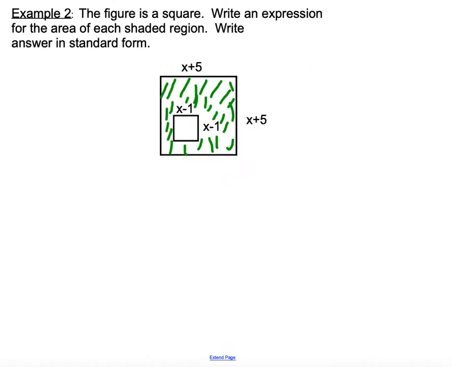All right, so now we have a geometry figure here of a square. It says the figure is a square. Write an expression for the area of the shaded region, and then write the answer in standard form. So those are both squares. If you notice, both the outer square and the inner square there, they're both squares. So how do you find the area of a square? Either length times width or base times height. So area of a square, base times height or length times width.